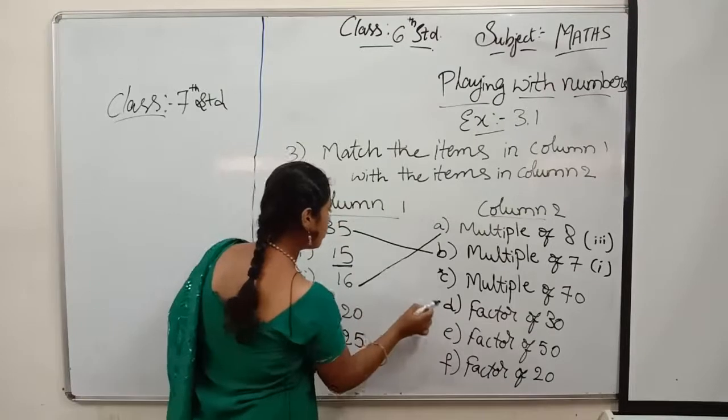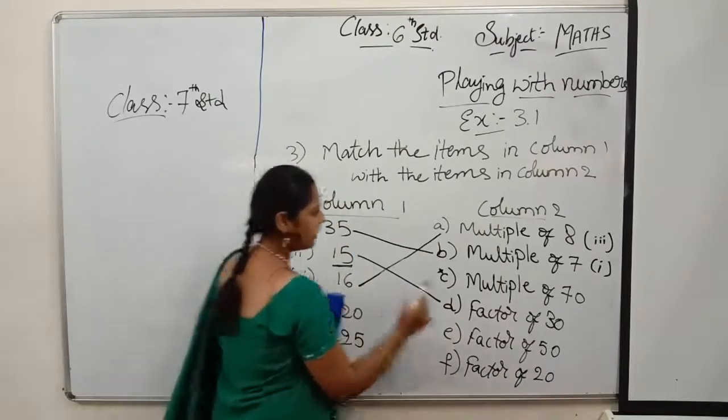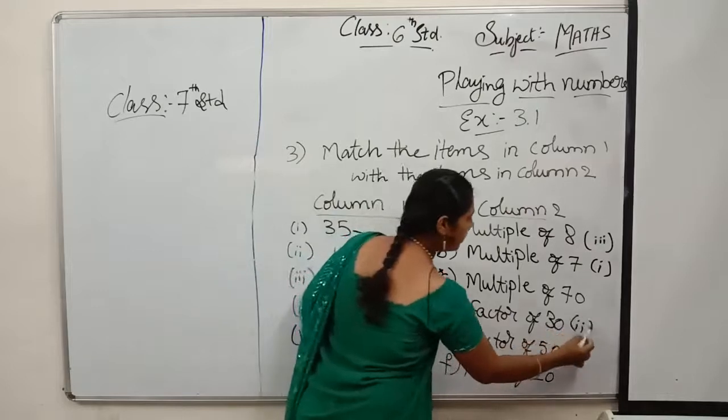So this D and this 15 are matched here. So here we can write the second one only.